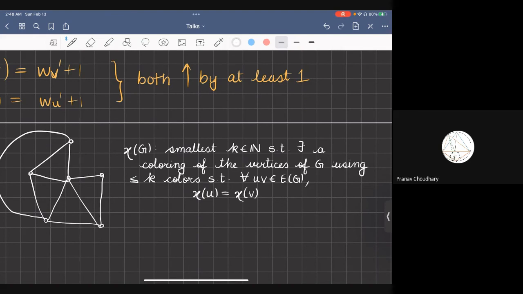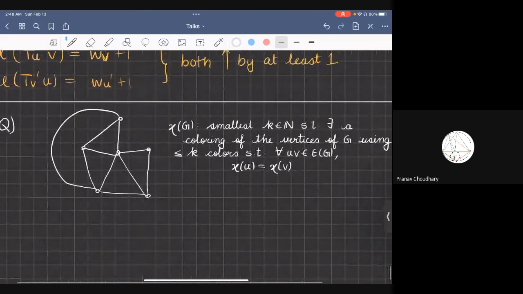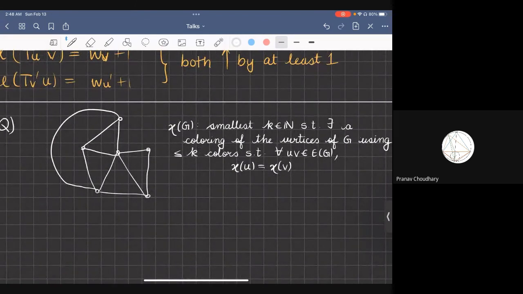So think about two adjacent vertices as enemies of each other, and we're trying to form groups such that no two enemies are in the same group. And we want to form the least number of groups possible. And so that's the chromatic number. So what would the chromatic number here be?